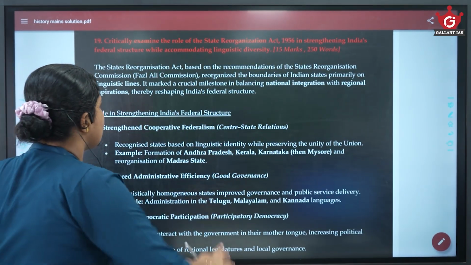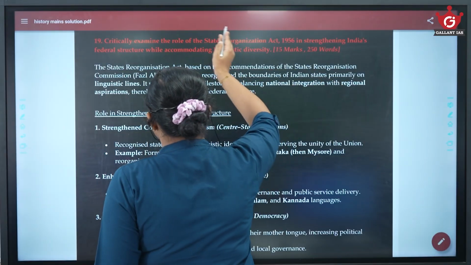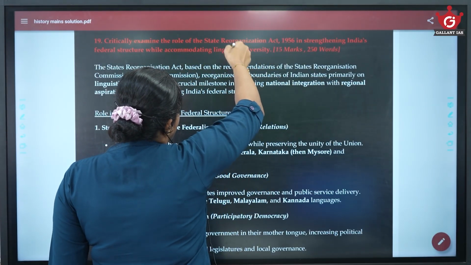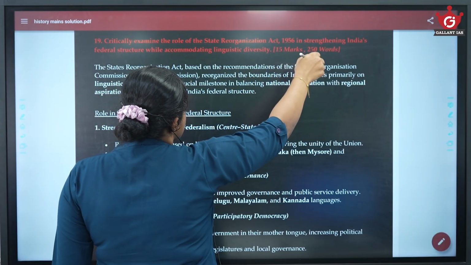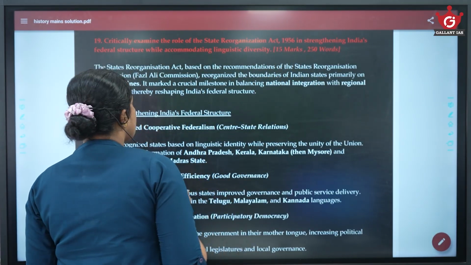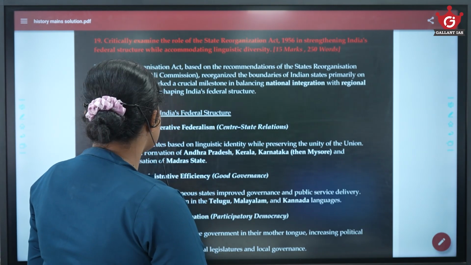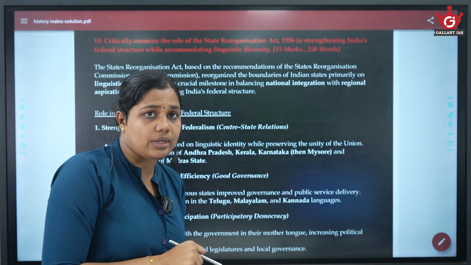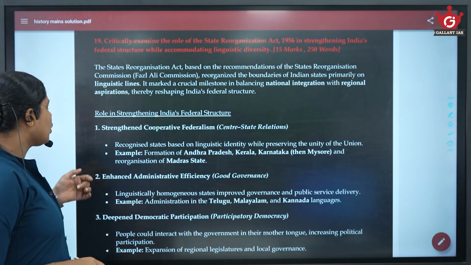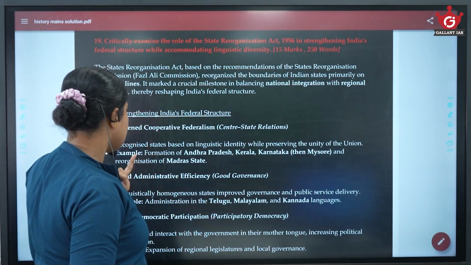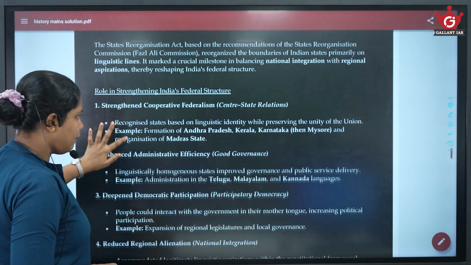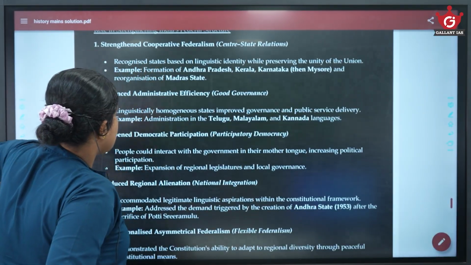The States Reorganisation Act, based on the recommendation of the States Reorganisation Commission, the Fazal Ali Commission, reorganized the boundaries of Indian states primarily on linguistic lines. It marked a crucial milestone in balancing national integration with regional aspirations, thereby shaping India's federal structure. Okay. Role in strengthening India's federal structure. What is the role? First one is strengthening cooperative federalism, that is the center-state relations.